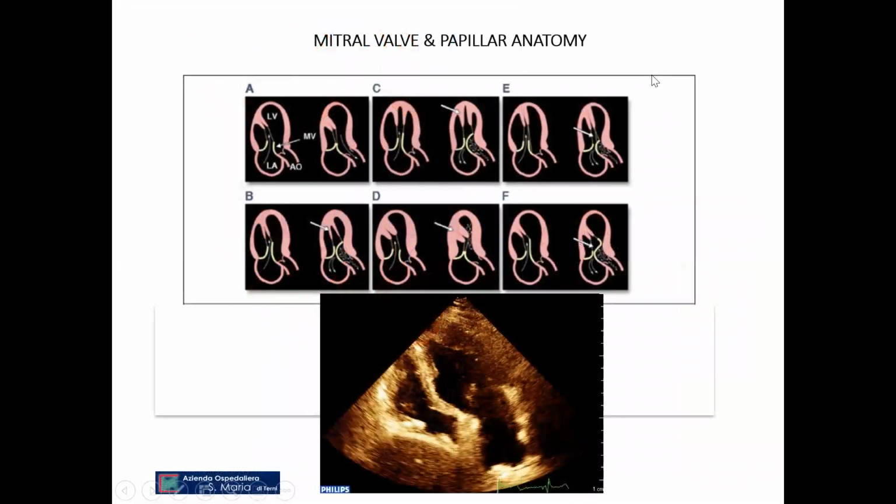In case of hypertrophic cardiopathy, papillary muscles can be displaced and mitral valve anatomy can be altered, facilitating valve regurgitation, LVOT obstruction, or complications such as endocarditis.